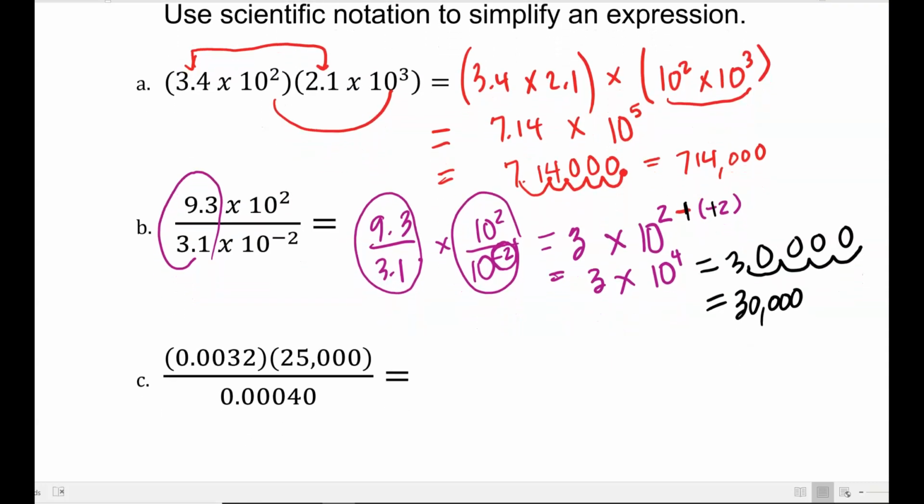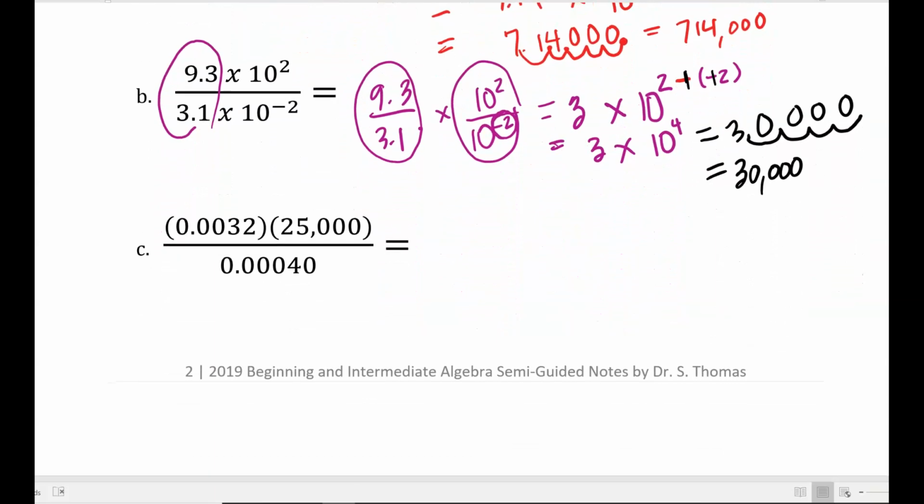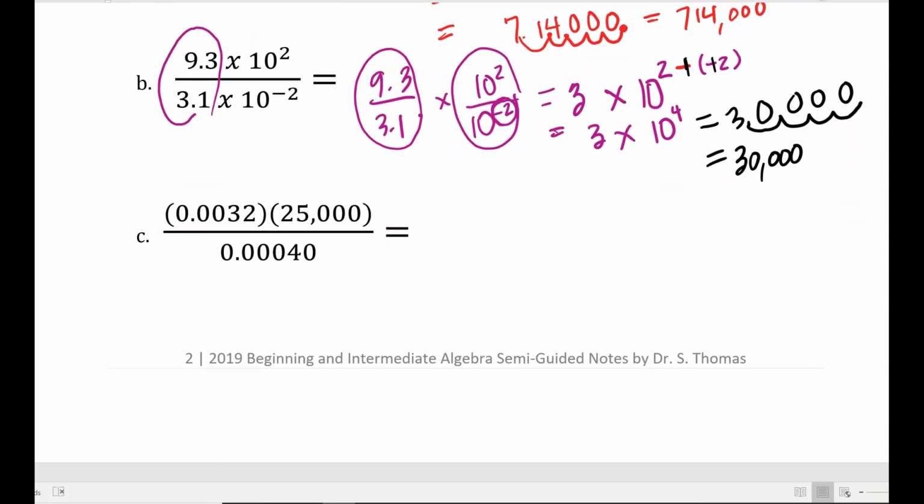And last but not least, we have this C example. 0.0032 could be written as 3.2 times what? Well, if you change the decimal 1, 2, 3, 3 places to your right, then would it be 10 to the third or would it be 10 to the negative 3? So notice that that's a very small number. This number right here is less than 1, correct? Therefore, we're going to have a negative 3 here.